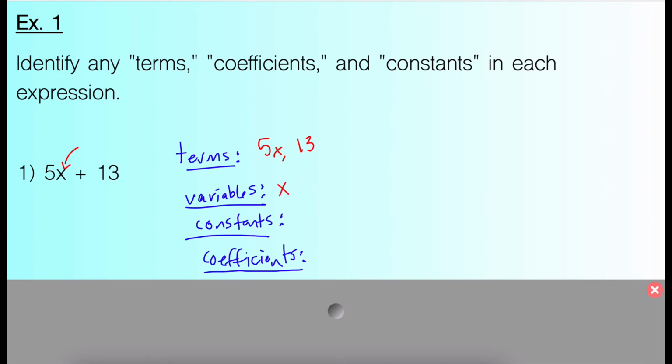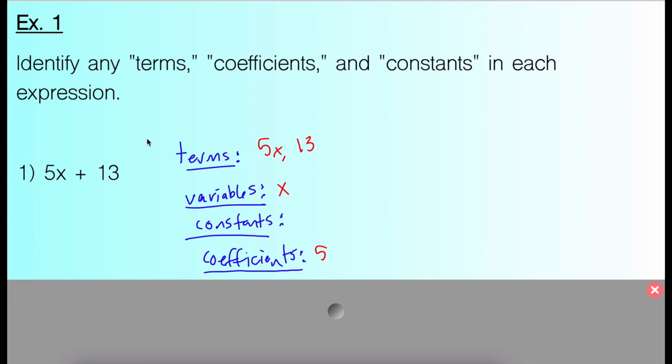Now, if you're thinking about your vocab words, coefficients actually kind of plays along with variables. We said that coefficients are the number that's being multiplied by the variable, the number in front of the variable. Every variable has a coefficient, so if you have a variable, you better have a coefficient that goes with it. So what goes with the x? That would be 5.